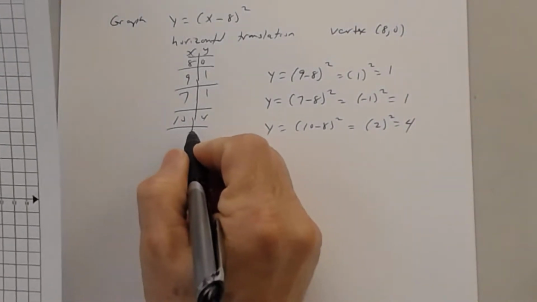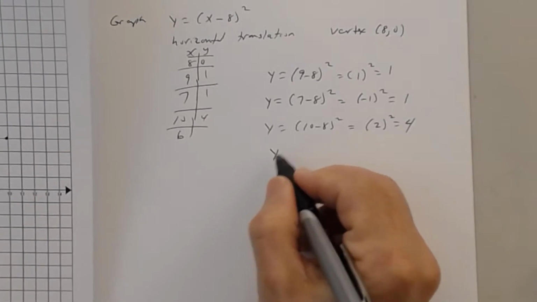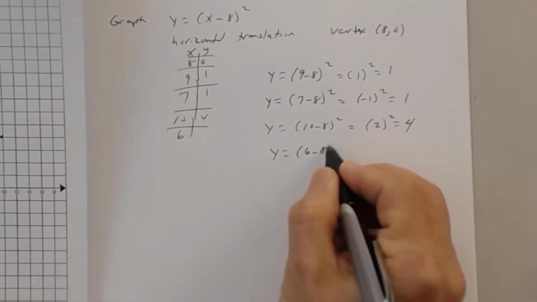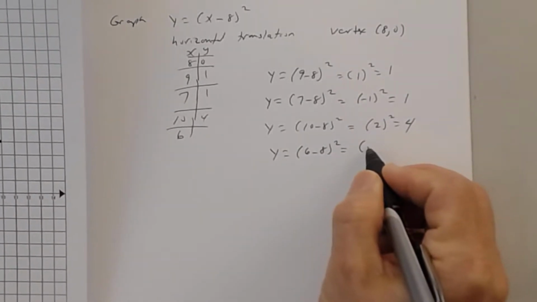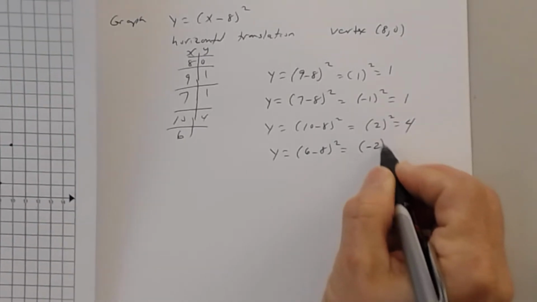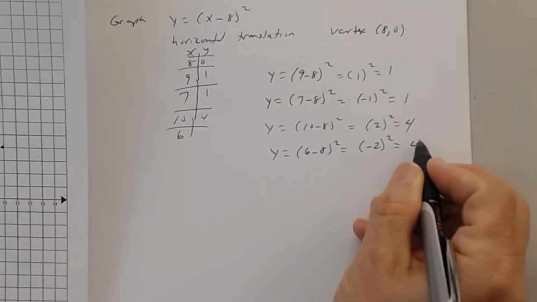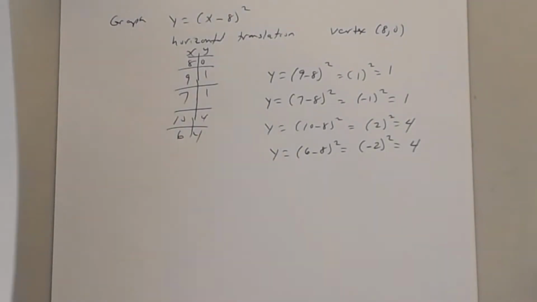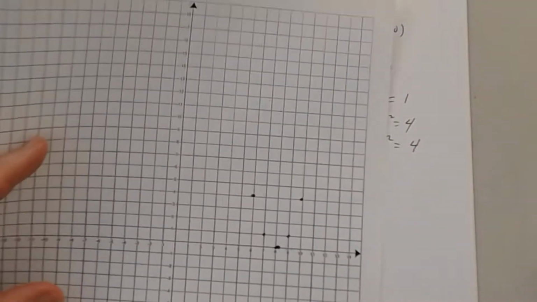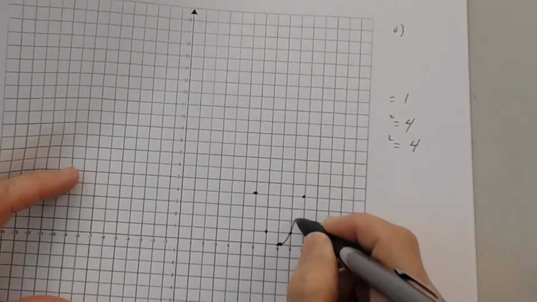So if x, we said 6. If x is 6, I get y equals 6 minus 8 squared. What's 6 minus 8? And what's negative 2 times itself? 4. All right? And then just draw your parabola. Remember, the shape is a parabola. It looks something like this.